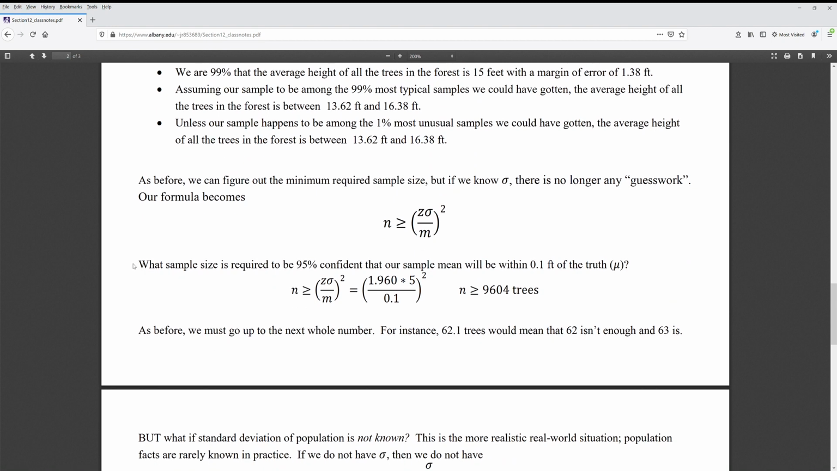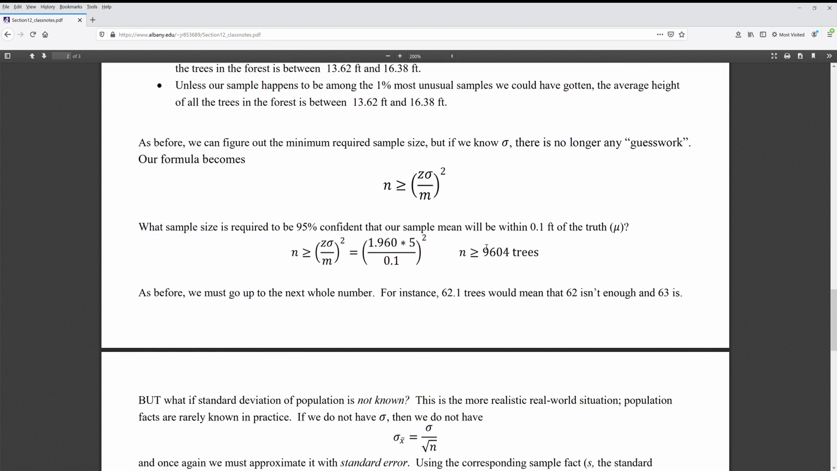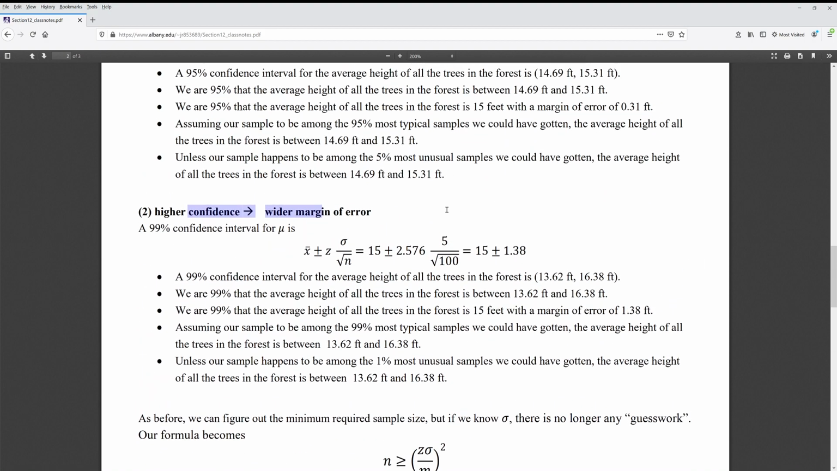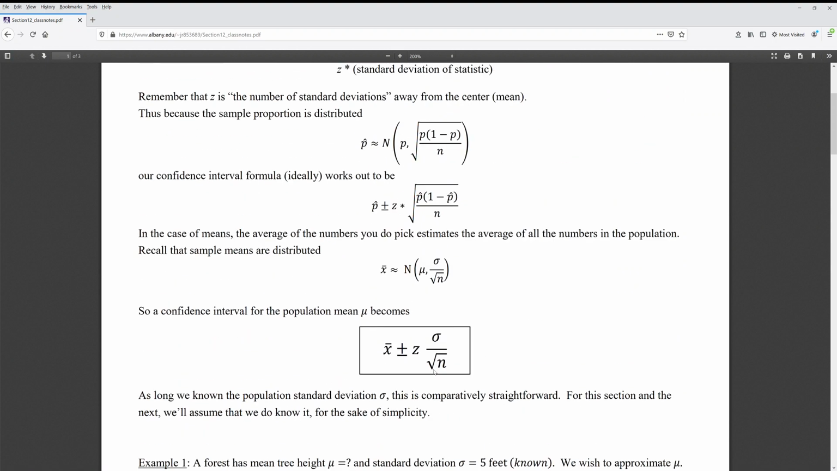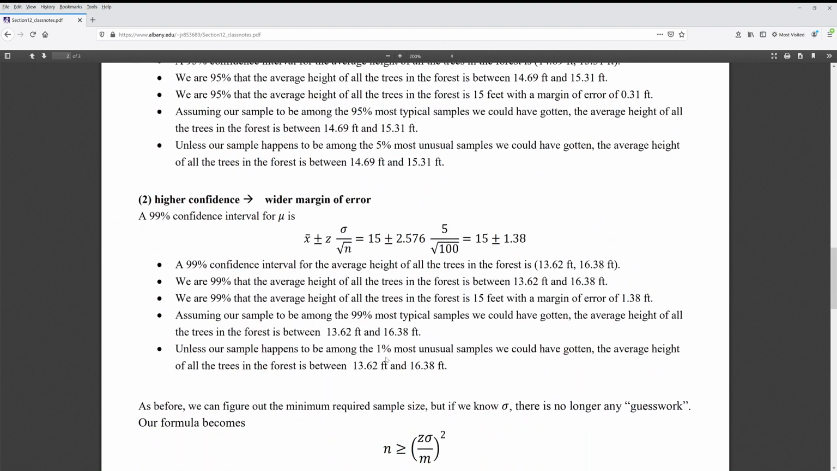As before, we can figure out the minimum sample size required. But if we know sigma, then we don't have any hit and miss, worst case scenario, wild guess stuff going on. It's just a matter of algebra. It's just a matter of if m has got to be this, then solve for n. And it just ends up being this.